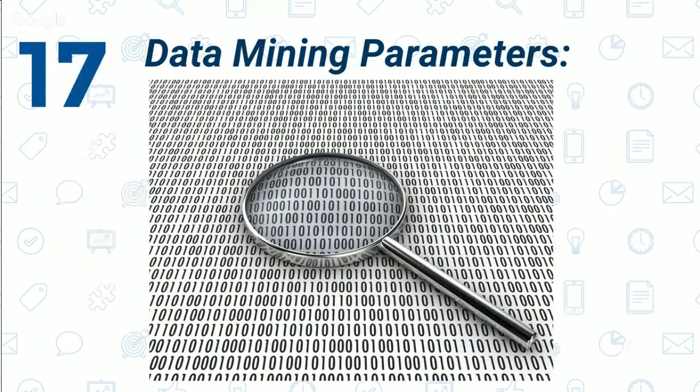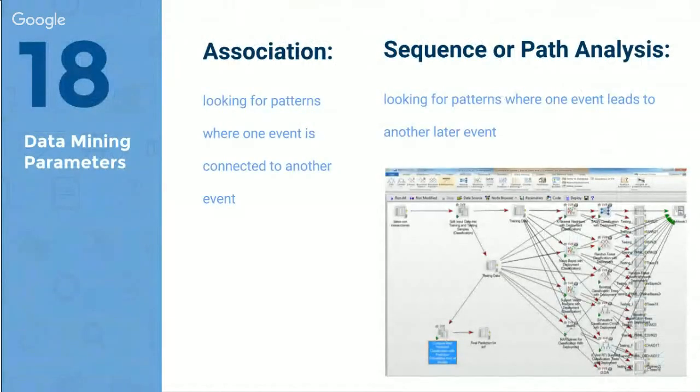Next, we are going to talk about data mining parameters. The first one is association. Association is looking for patterns where one event is connected to another. Sequence or path analysis is looking for patterns where one event leads to another later event.